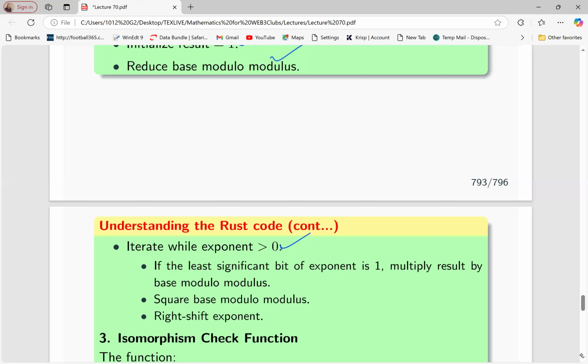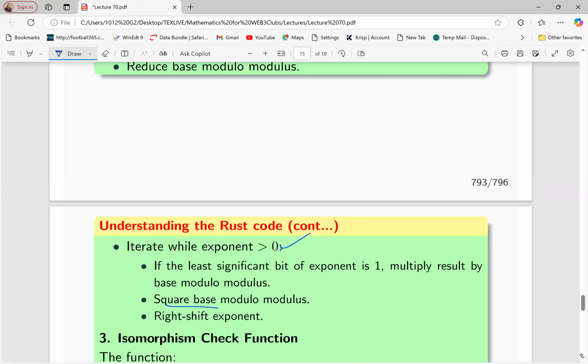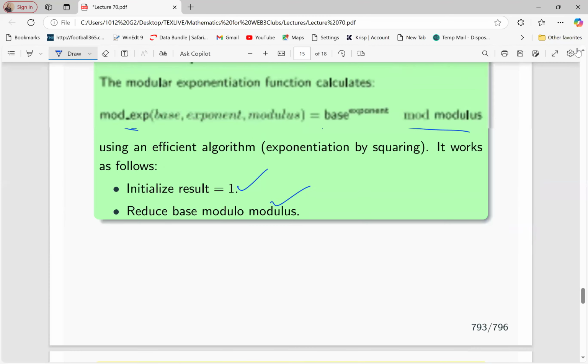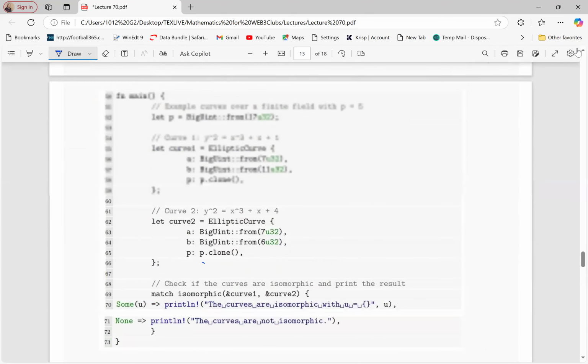If the exponent is greater than 0, you enter the loop. Now, I've said that if the least significant bit of the exponent is 1, multiply the result by base modulus, then you square the base, then shift the exponent. Let me take you where the code is, so you understand what I'm talking about.